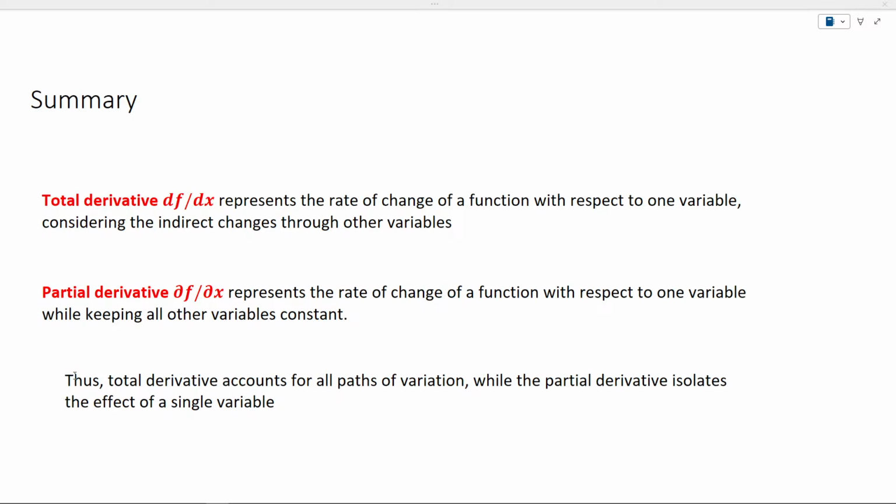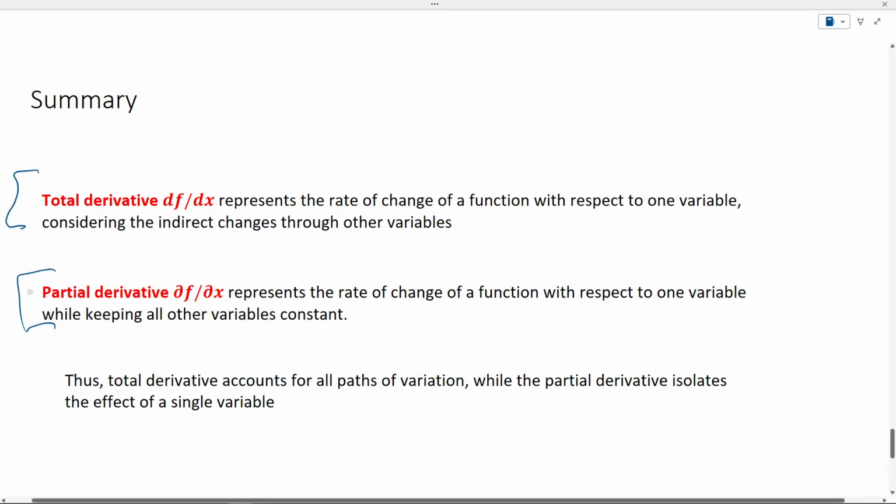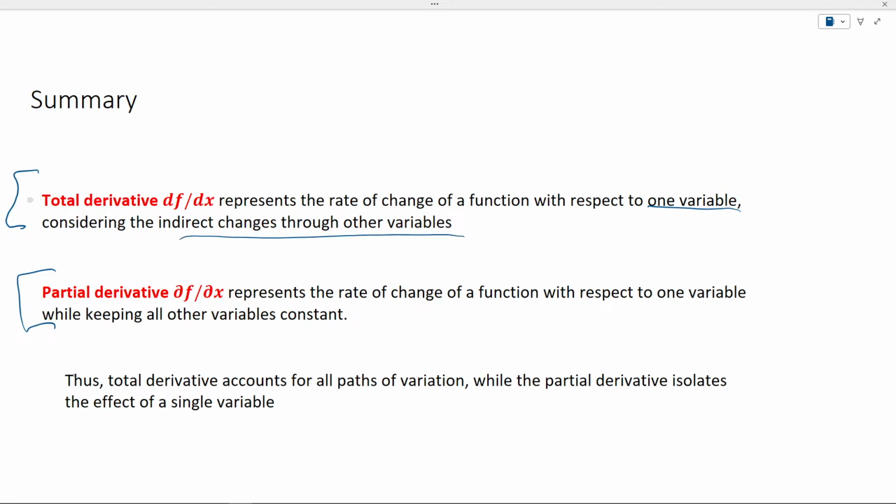Total derivative represents the rate of change. That's the main concept that you should be learning from this lesson. Total derivative represents the rate of change of a function with respect to one variable, considering indirect change through other variables. So basically, I'm taking df with respect to dx, but here I'm considering that the changes from all other variables are accounted for. Versus partial derivative represents the rate of change of a function with respect to one variable, also like df over partial x, while keeping all the other variables constant.